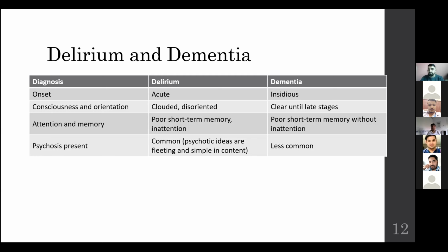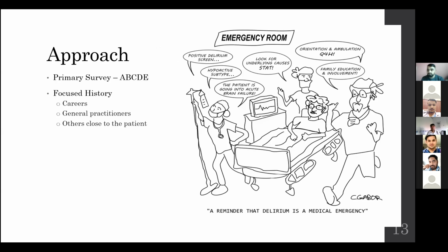Psychosis is a common feature in delirium, whereas in dementia, psychosis is less common. Moving on, let's go to how to approach a delirious patient. Firstly, we have to perform a thorough ABCDE. We should find and fix any problem in ABCDE. In the emergency department, we should always look at the primary survey. You should clear the ABCDE first.